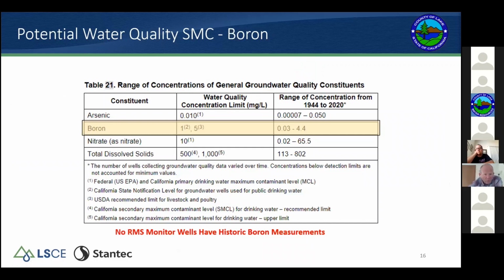Next one we looked at is boron. So, does somebody have a question?